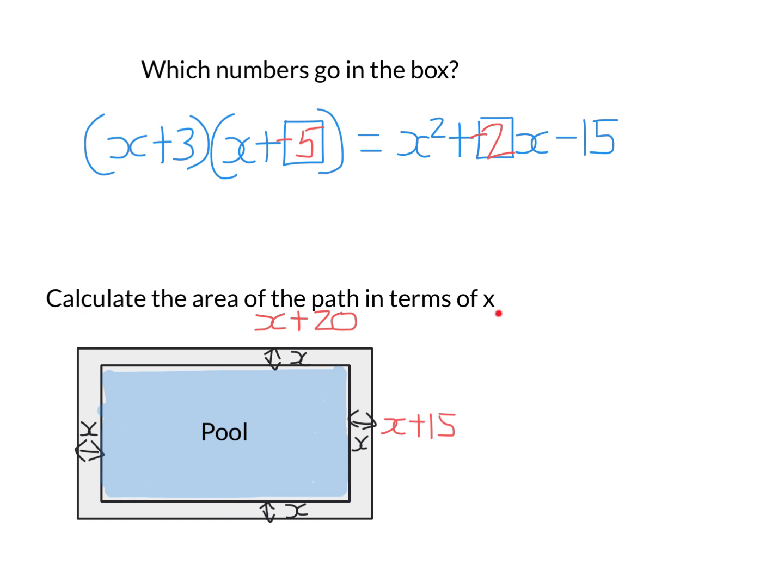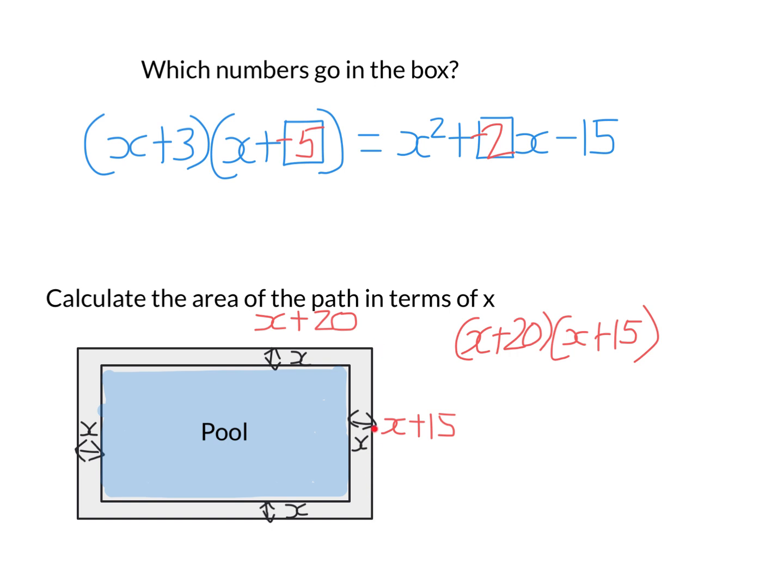So we're asked to calculate the area of the path in terms of x. So we have this block of land and we have a pool in the middle. So the area of the whole block of land is x plus 20, the length, times the width, x plus 15. So to find the area of the path, we need to take the area of this block of land and subtract the area of the pool.